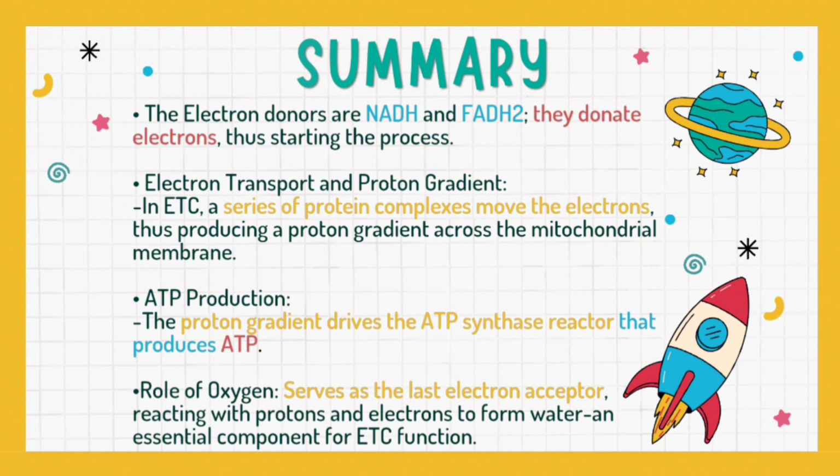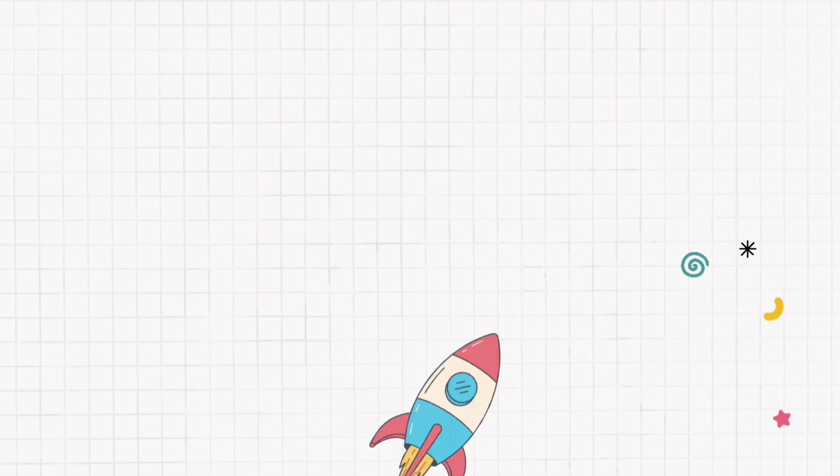Role of oxygen. Oxygen serves as the last electron acceptor, reacting with protons and electrons to form water, an essential component for ETC function. Oxygen acts as the final electron acceptor in the ETC. It combines with electrons and protons to form water, a byproduct of cellular respiration. This process is essential for the continuous flow of electrons through the ETC.